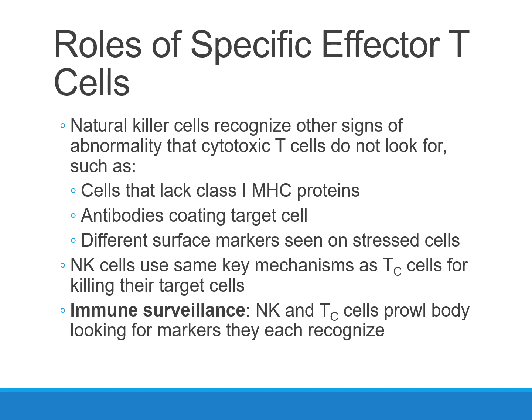Natural killer cells recognize other cells that are abnormal that cytotoxic T cells might not look for, like cells that lack the class 1 MHC proteins. They also recognize antibodies that are coating target cells, and they recognize different surface markers seen on stressed cells. Natural killer cells use the same mechanism as the cytotoxic Ts for killing their target. They are also responsible for what's called immunological surveillance, where the natural killer cells and the cytotoxic T cells kind of prowl the body looking for things that they recognize as being abnormal.